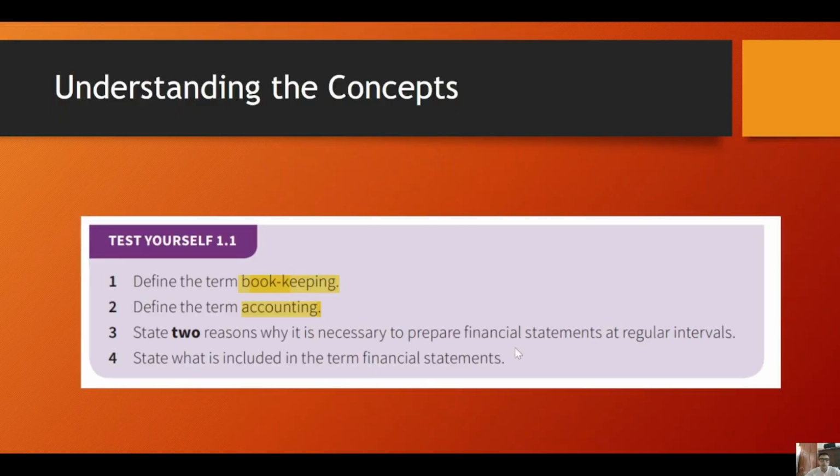Now you have to define the term bookkeeping. Okay, you have learned what bookkeeping is. Bookkeeping is detailed record keeping of every transaction of the business, and accounting is making financial statements using that record, and then decision making is accounting. State two reasons why it is necessary to prepare financial statements at regular intervals, because you have to calculate the profit and the loss, you have to make decisions, that's why it is very important. State what is included in the term financial statements. Okay, so you have to define these things.